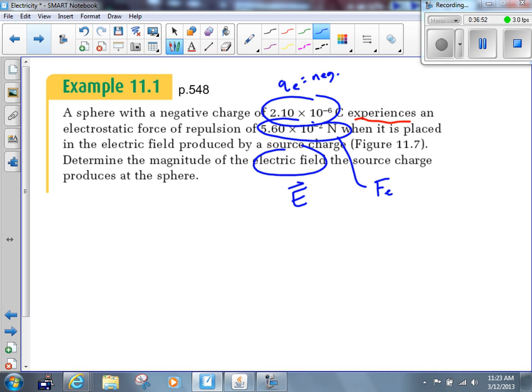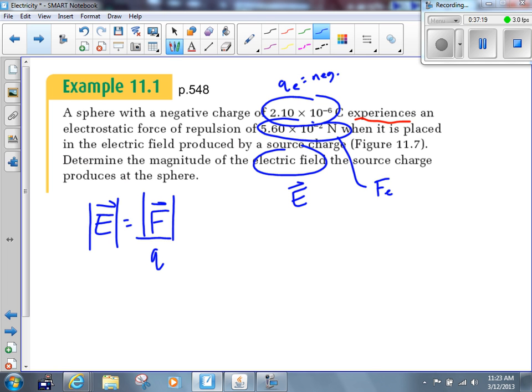Let's use the experiencer equation because we do have more information about the experiencer here. E is equal to F over Q. Now, this is the way that it appears on our data sheet. If it was up to me, I would change it to this. I would put absolute value signs around it because I don't want you to find the direction of this field by this equation. I want you to find the direction of the field, if we have to do that, some other way.